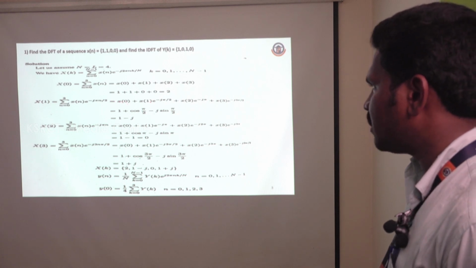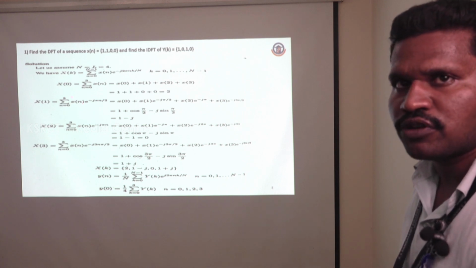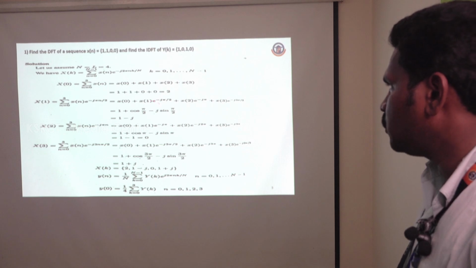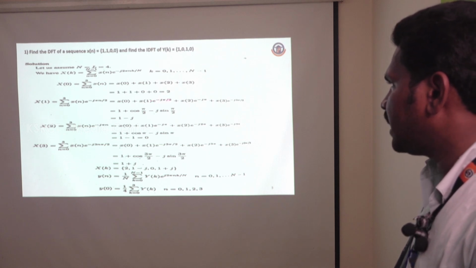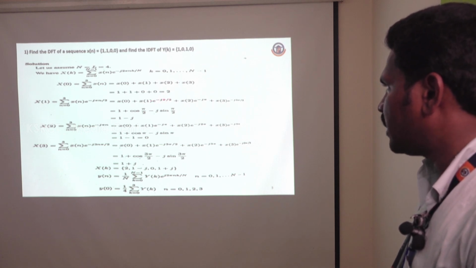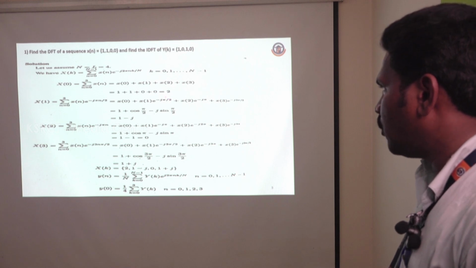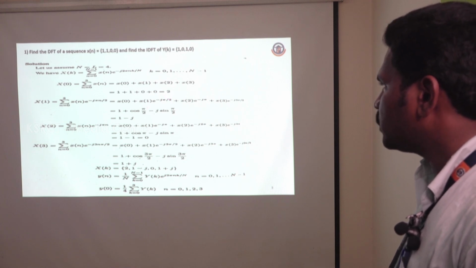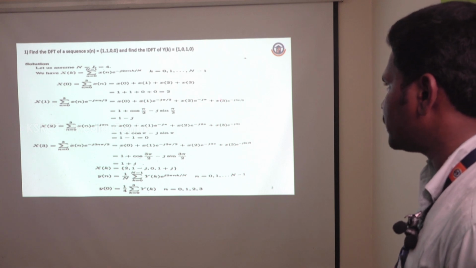So for this part, x of 0 into e power 0, what is e power 0? It tends to be 1, therefore x of 0 into 1 plus x of 1 into e power minus j 2 pi n k, n value is 1, therefore by 2, that is k value is 4, therefore 2 by 4, the 2 cancels, therefore divided by 2. So this is x of 1, similarly x of 2 plus x of 3.